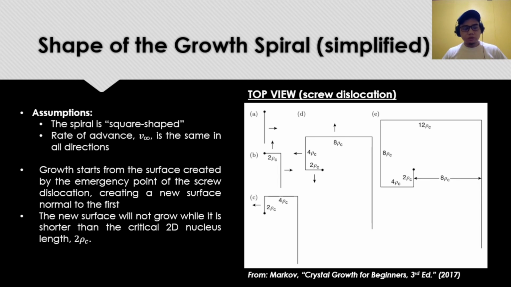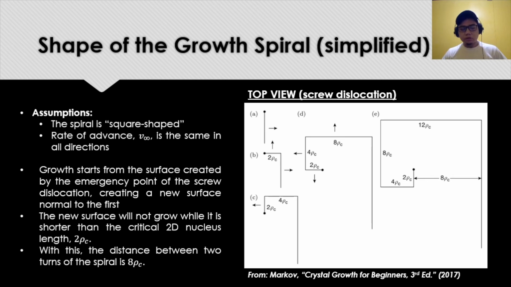What happens next is that the new surface will not grow while it is shorter than the critical 2D nucleus length, 2 rho sub c. With this in mind, the distance between two turns of the spiral is 8 rho sub c, as shown here in figure E. This is due to the assumption of a square-shaped spiral, as well as the assumption of a critical 2D nucleus length of exactly 2 rho sub c.